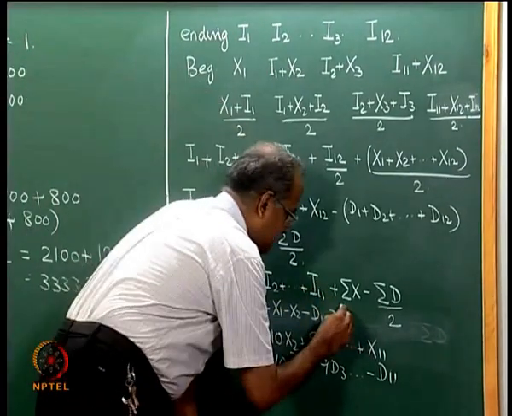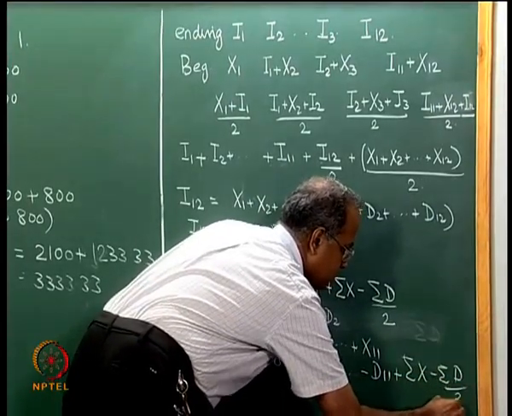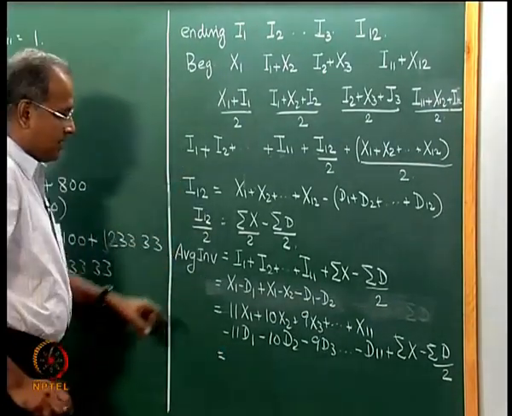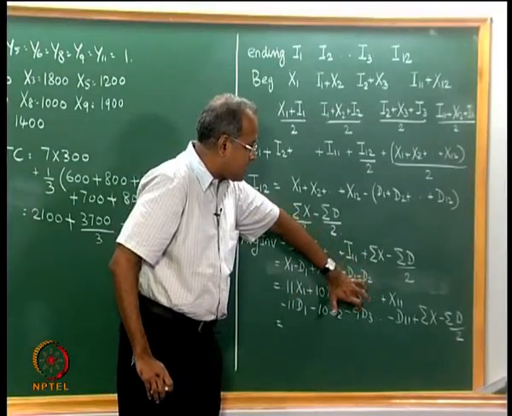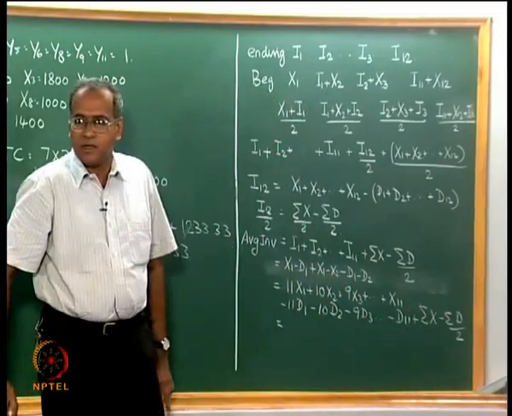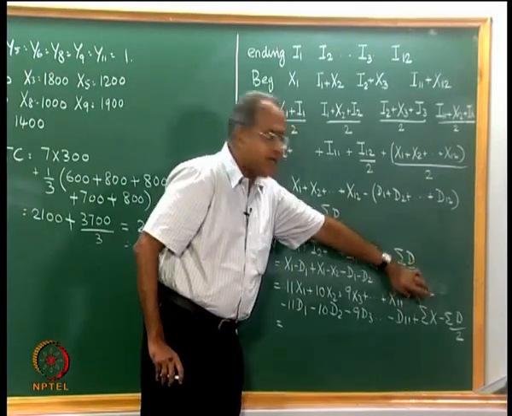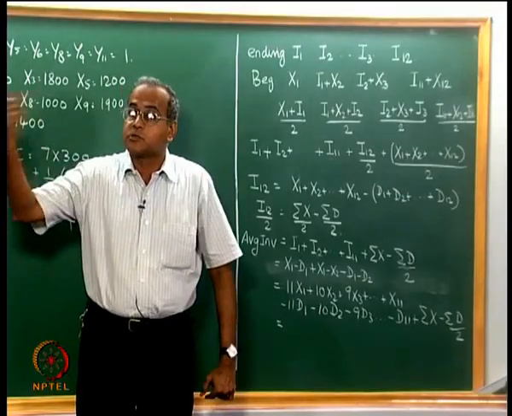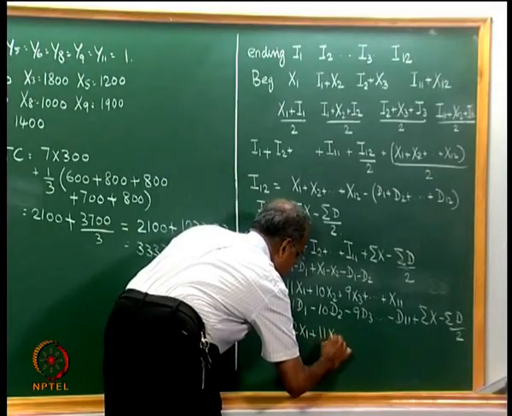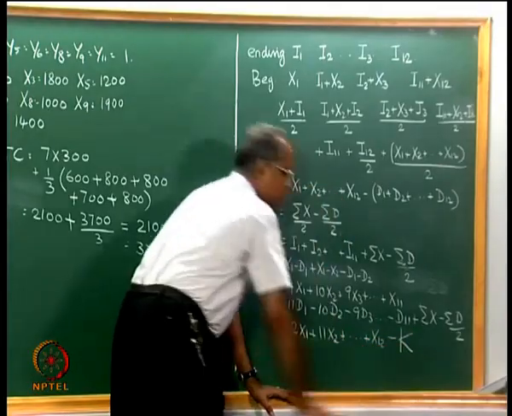Once again this term will repeat. So, plus sigma x minus sigma d divided by 2. Now as far as we are concerned, minus 11d1 minus 10d2 minus 9d3 up to minus d11 is a constant. This is also a constant. So this is 11x1 plus 10x2 plus 9x3 up to x11. Sigma x is x1 plus x2 plus x3 up to x12. So when we add it, we get 12x1 plus 11x2 and so on, plus x12, minus a big constant k.